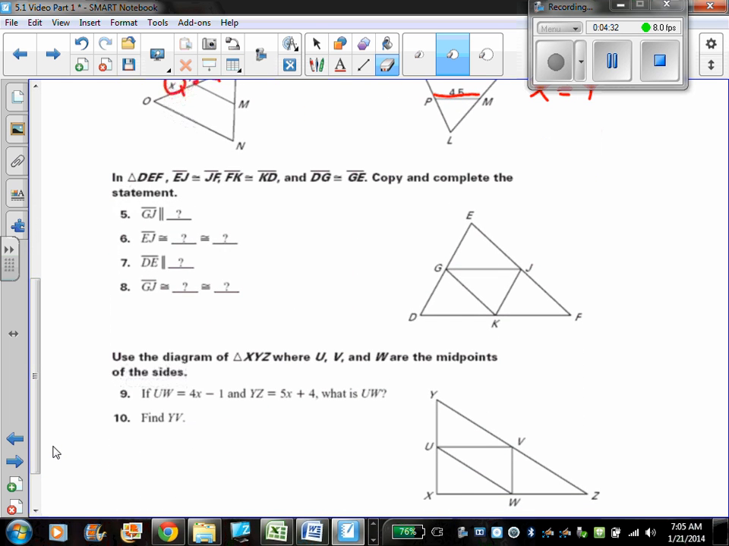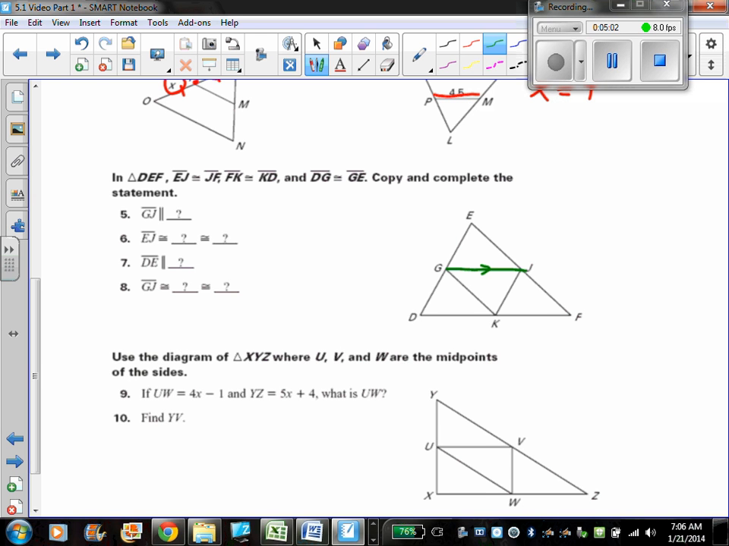Down here, we're asked to make a few general statements based on things that we can find if we know that all of these points, G, J, and K, are midpoints, which means that GJ, JK, and KG are all mid-segments. So, for the first example, we want to find a line that's parallel to GJ. Well, we have a few options here.